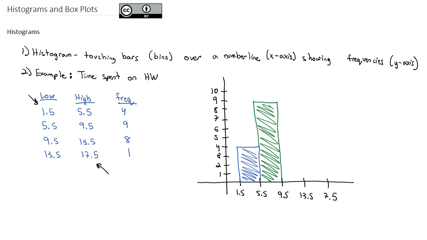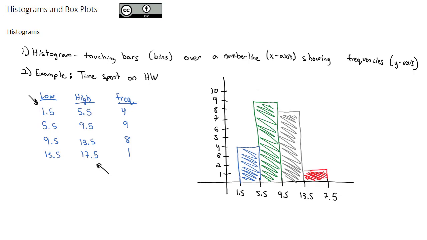The next class went from 9.5 to 13.5. It had a frequency of 8, so the next bar I'm going to give a height of 8 that covers that range from 9.5 to 13.5. And finally, the last class from 13.5 to 17.5 needs to have a height of 1. Notice these bars touch each other. They go over the range on the x-axis that covers the range of the classes, and their height is the frequency of that range.